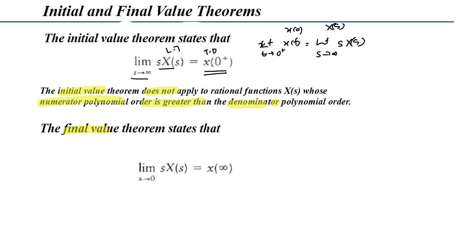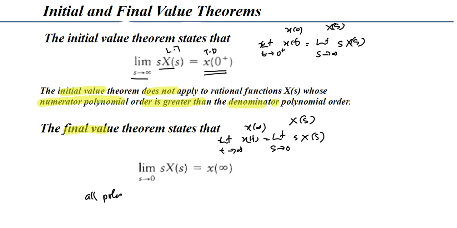Final value means we need to calculate the limit t tending to infinity of x of t, simply x of infinity. In order to calculate that, we assume that there is no signal x of t, and we know the transform of that particular signal. So here it's very simple: limit s tending to 0 of s into x of s. Here also there is one restriction. In order to apply the final value theorem, all poles should be in the left half of the s-plane.